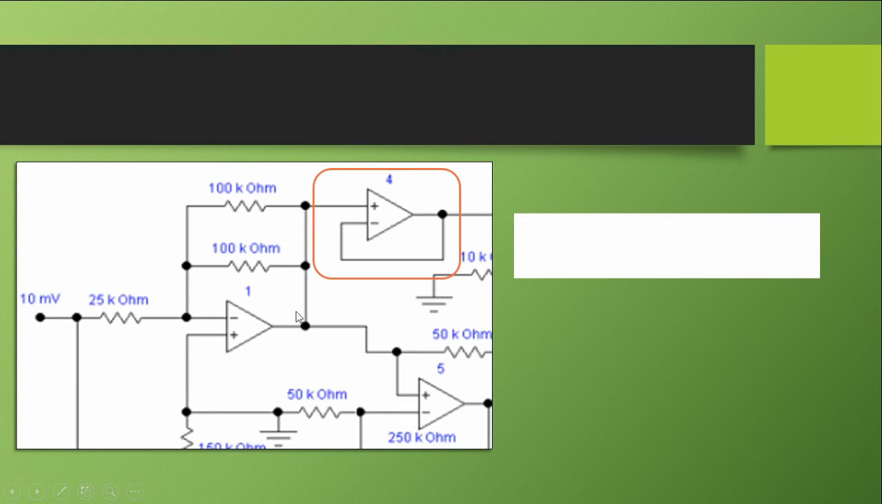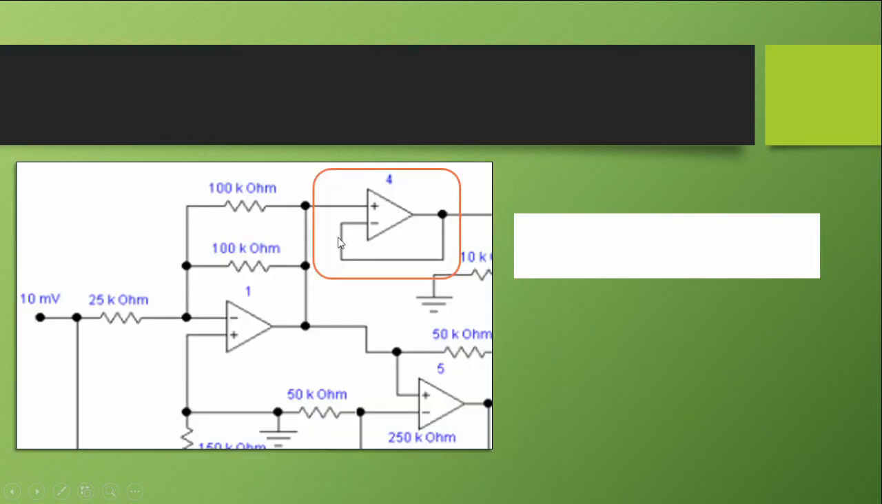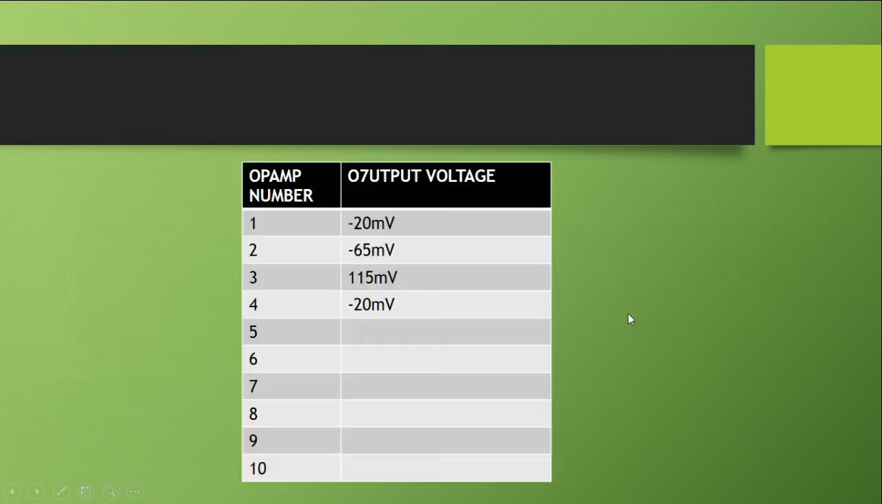Our input is the same as the output of op amp 1. Therefore, V4 is just negative 20, because this is a buffer or voltage follower. V out equals V in equals negative 20 millivolts. We're done with 4. How about op amp 5?